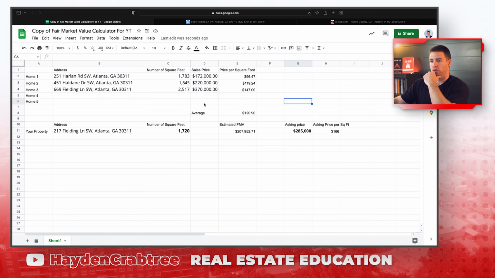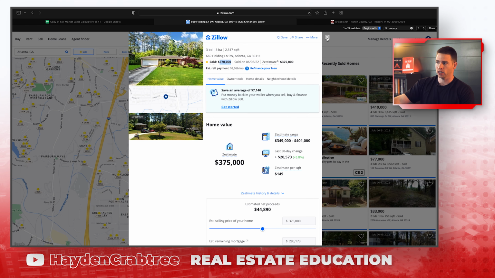Okay, so now what we can see here, guys, is we've already gotten 3 comps. Again, I'd prefer to find 5 comps. We could keep doing this, but we've got an average price per square foot on these comps at $120. And we've got an estimated fair market value. That's our estimated value of this house that we're looking at. How we got that is we took the total number of square feet and multiplied it by the average price of the other comps, which gives us an estimated fair market value of $207,952 when they're asking $285,000, okay? Now, this isn't a perfect method unless you have really good comps. I'm not finding great comps here, right?